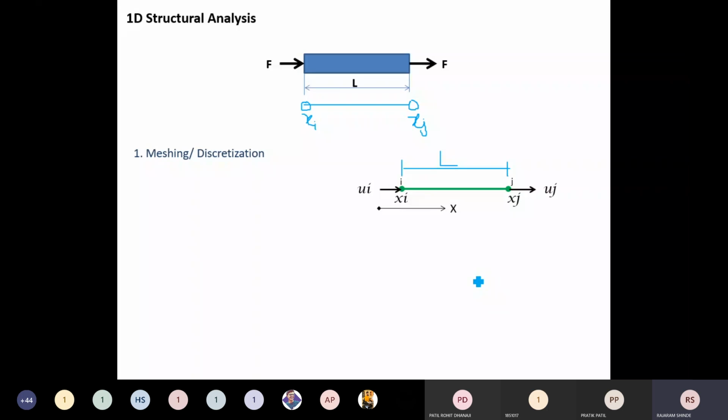Here don't go for this ui and uj, just remember it is one dimensional, one element with two nodes, and the positions of those nodes are xi and xj. Now this completes the discretization process. This is only one element, therefore it is simple. If more elements are there, then more rigorous analysis is required. Now after discretization, what is the next step? If you have a doubt in discretization, you can ask me.